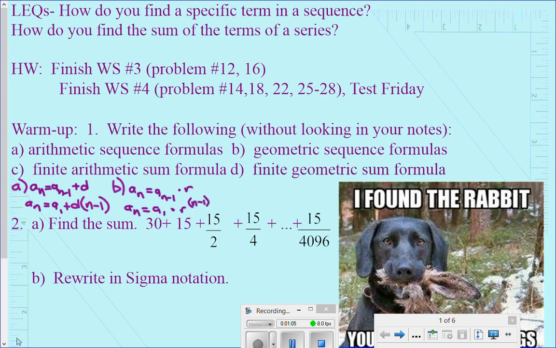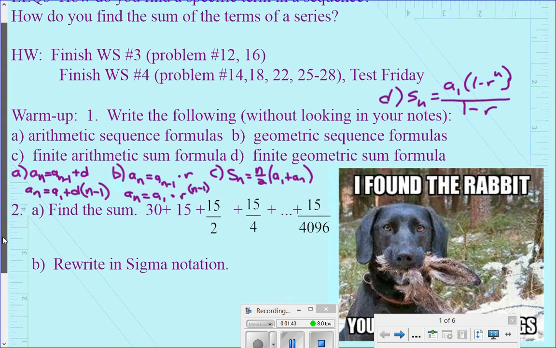And then we have the finite arithmetic sum formula. So that's Gauss with his folding of the paper. S sub n equals n over 2 times a sub 1 plus a sub n. And lastly, I'll put this last one here on the end. The finite geometric is S sub n equals a sub 1 times 1 minus r to the nth power over 1 minus r.